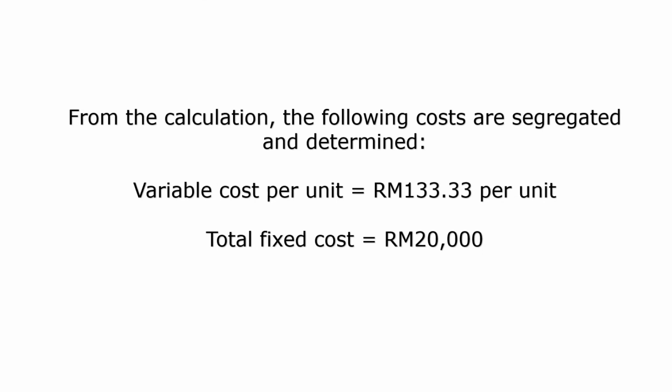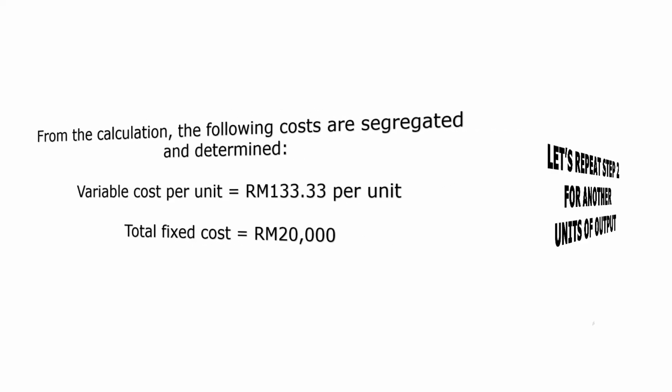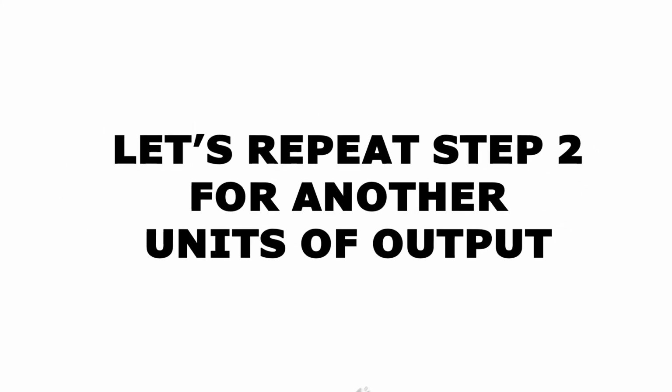So what we can conclude from the calculation is that the variable cost per unit determined is 133 ringgit and 33 cents per unit, and the total fixed cost is 20,000 ringgit. Okay, let's try this out for another units of output, shall we?